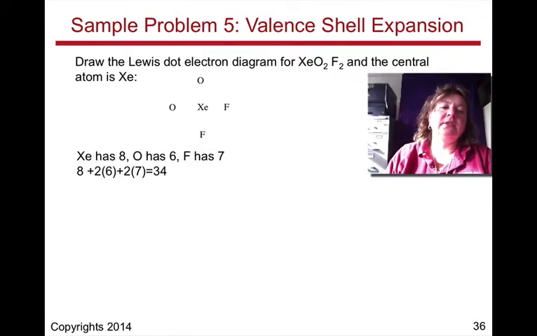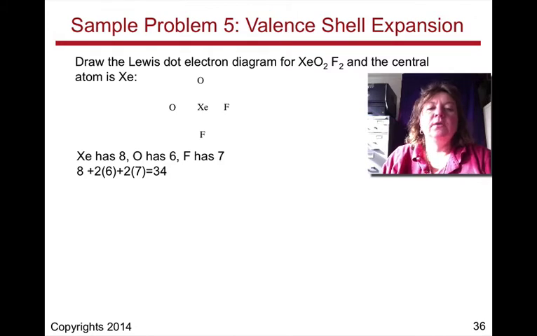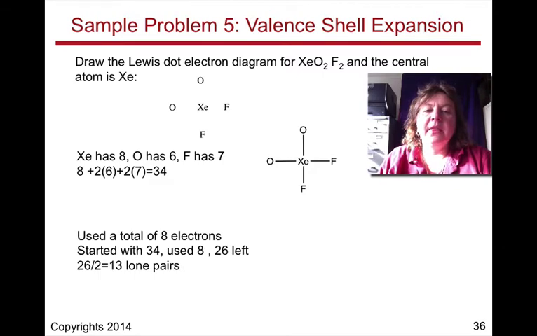Oxygen has 6, xenon has 8, oxygen has 6, fluorine has 7. That gives us a total of 34 electrons. Let's put single bonds around. We have a single bond between oxygen and xenon and the fluorines. That only used a total of 8 electrons. We started with 34. We have 26 left.